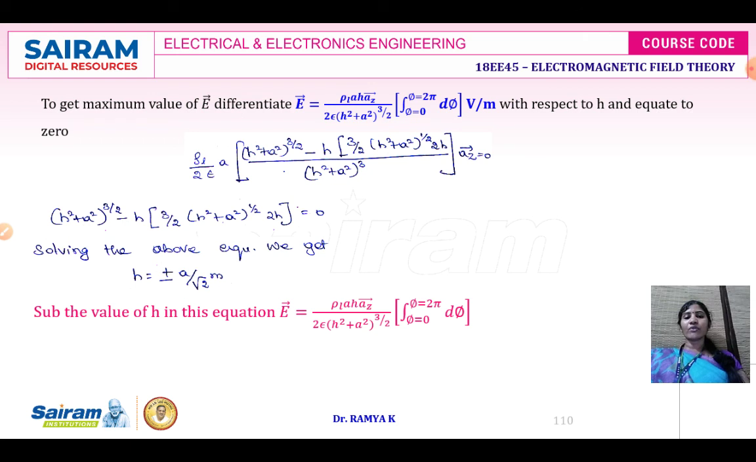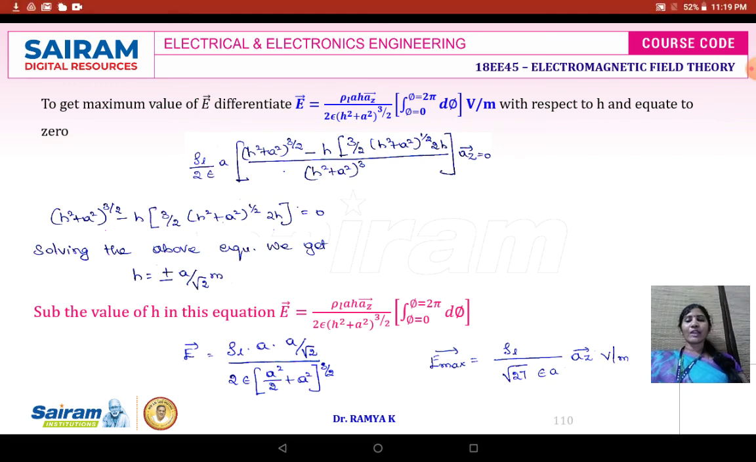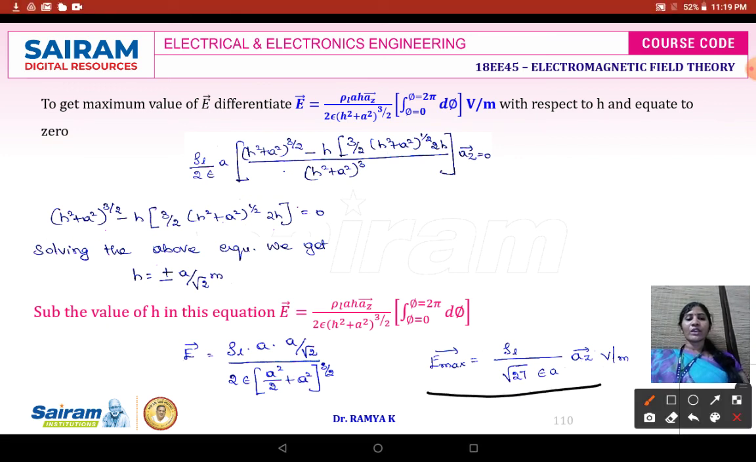Substituting the value of h is equal to plus or minus a divided by root 2, we will get the electric field intensity as rho L a square divided by root 2 epsilon into a square by 2 plus a square to the power of 3 by 2. So the maximum value of electric field intensity is going to be rho L divided by 3 root 3 epsilon into a z. So this is how you have to expand your analysis.